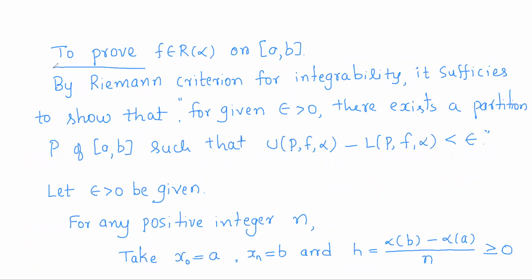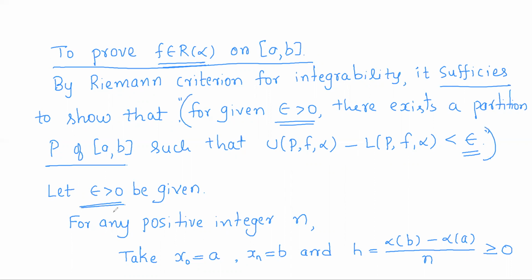Next, we have to prove f is Riemann-Stieltjes integrable on the closed interval [a, b]. To prove this, we shall use the Riemann criterion for integrability. By the Riemann criterion, to show that f is Riemann-Stieltjes integrable, it's sufficient to show that for a given epsilon, there exists a partition P of the closed interval [a, b] such that U(P, f, alpha) minus L(P, f, alpha) is less than epsilon. So this is what we have to prove.